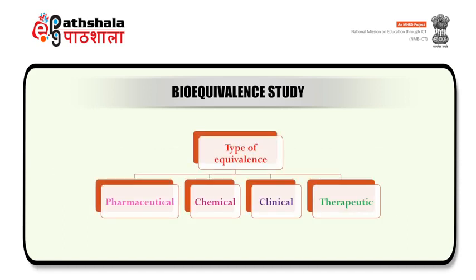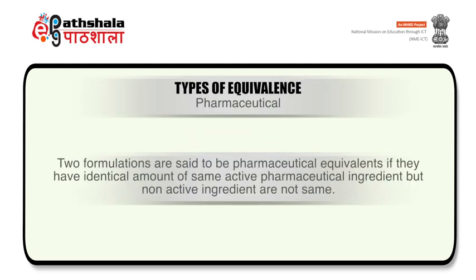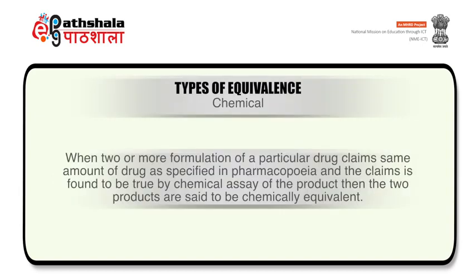There are different types of equivalence. The first is pharmaceutical equivalence. Two formulations are said to be pharmaceutical equivalent if they have identical amount of the same active ingredient, but the non-active ingredient, that is the excipients, are not the same. Chemical equivalence. When two or more formulations of a particular drug claims to have the same amount of drug as specified in pharmacopoeia and the claim is found to be true by chemical assay of the product, then these products are said to be chemically equivalent.